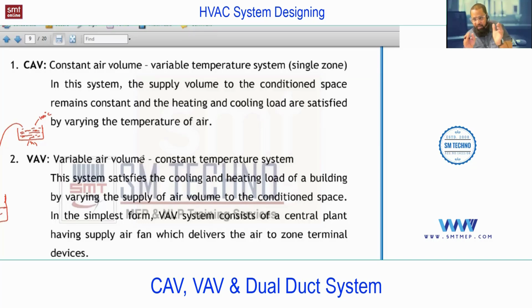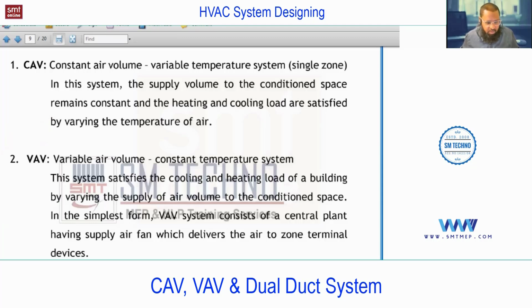Getting the idea? It means in a VAV system, by increasing or decreasing the constant temperature air, we are trying to achieve the required temperature in the space. Okay, the concept.